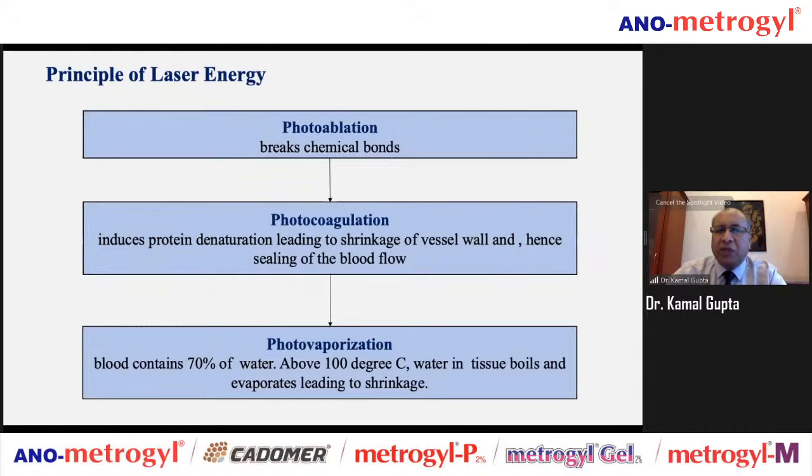Then photovaporization. Now we know the blood contains 70% of water. And once the thermal energy is given, the water content gets evaporated, leading to shrinkage of the pile mass, followed by formation of a clot or a coagulum, and then it leads to fibrosis. Now that is the principle behind the laser hemorrhoidoplasty. That is why the hemorrhoidal cushions get stuck to their normal position. So the process basically remains fibrosis.